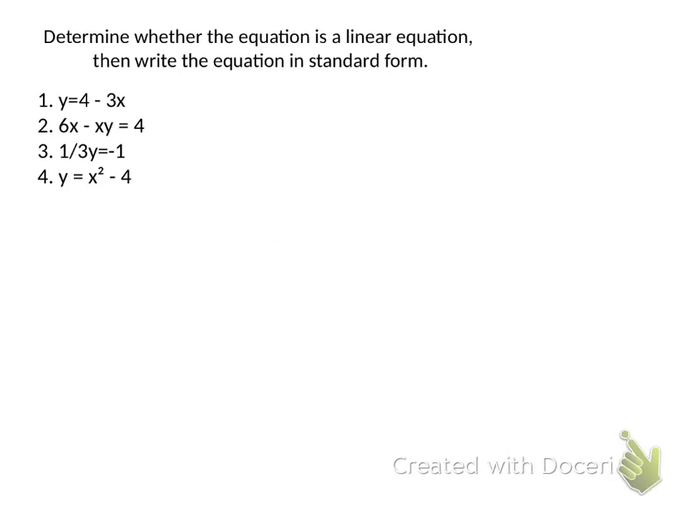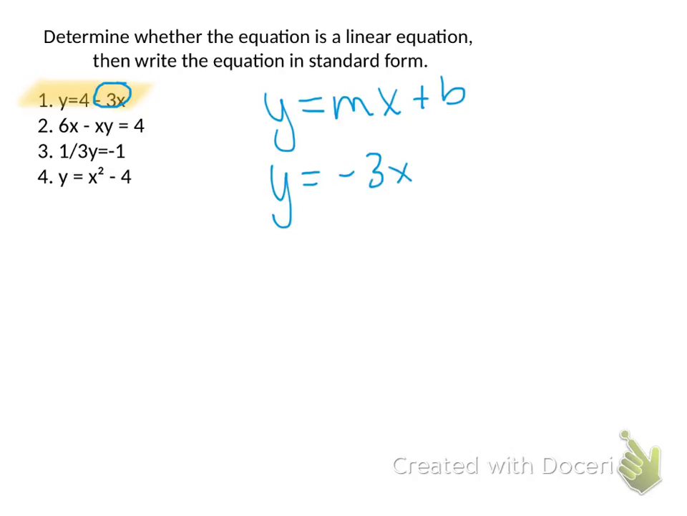Alright, so let's take a look at a couple examples. Looking at example number 1, we've got y equals 4 minus 3x. Now, this is really close to looking like y equals mx plus b. Notice we've got the 3x coming last, so we could simply rewrite that into y equals negative 3x plus 4, and you can see that that would be a linear equation. So number 1 is linear.